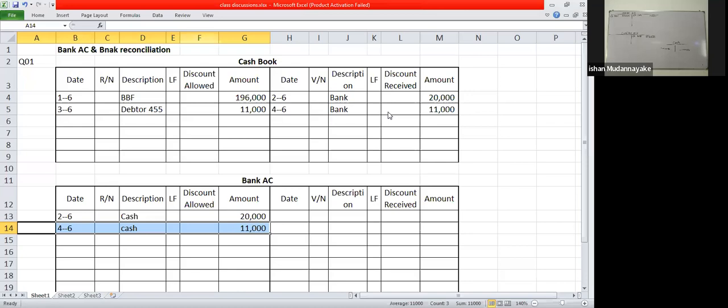Is it clear? Clear. Yes, sir. Yes, right. Right, next transaction.